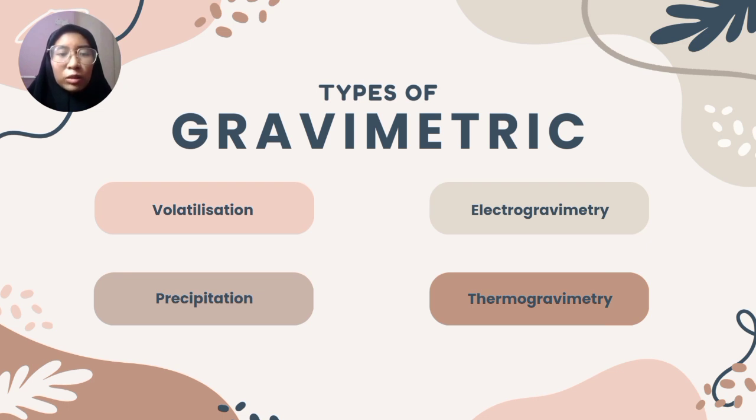Here, there are 4 types of gravimetric method. The first one is volatilization, a separation method in 2 ways, which is heating or decomposition. Next one is precipitation, which separates solution and incorporates it into solid. The next one is electrogravimetry, a method of separating and quantifying ions, usually in the form of metal. The last one is thermogravimetry, a thermal analysis in which the change of physical and chemical properties is measured as temperature increases over time.